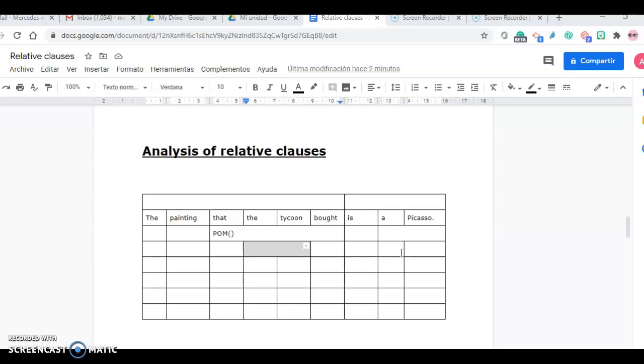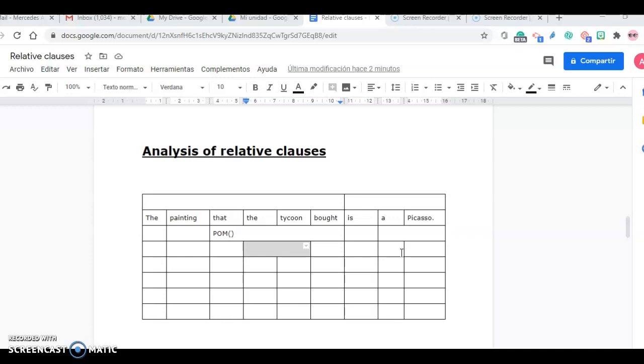Who bought something? The tycoon. So the tycoon is the subject. The tycoon is the subject. It's a noun phrase. Tycoon is the head noun. The is a determiner, definite article. Bought is a transitive verb, it's a monotransitive verb in the past tense.